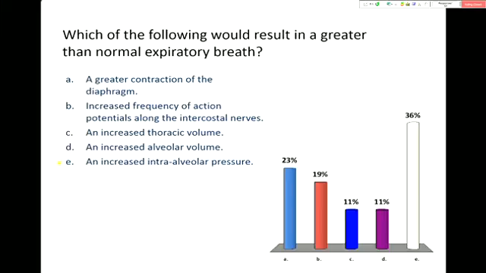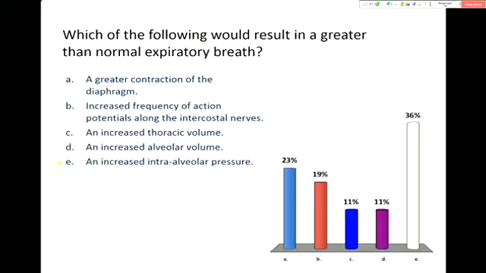Expiration, increasing the intra-alveolar pressure. Now, fairly straightforward. That's the pressure inside the alveoli. So if the pressure inside the alveoli is bigger than normal, what will happen? More air will be pushed out than normal. What do we call pushing air out? Expiration. So that's why E is the answer. Happy enough with that? Nobody's still confused?